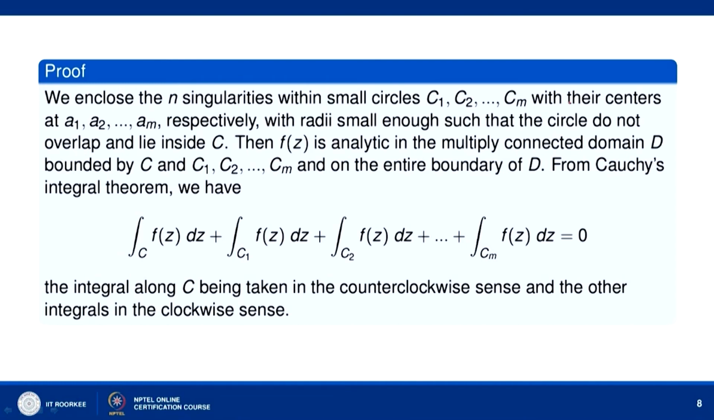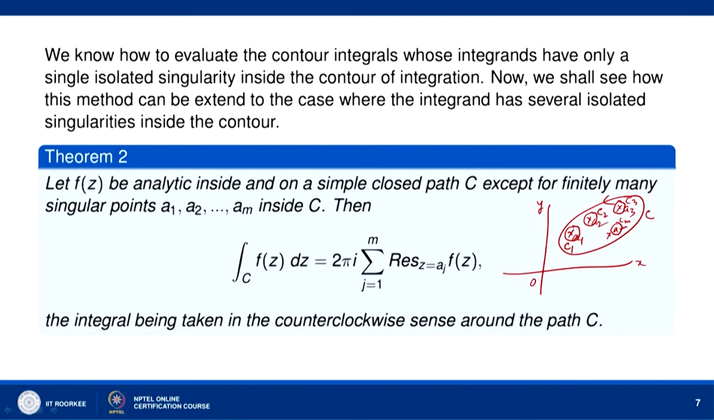Then F(z) is analytic in the multiply connected domain bounded by C and C1, C2, ..., Cm, and on the entire boundary of D. So we can see that F(z) is analytic everywhere inside this simple closed path C, this shaded region, as well as on C1, C2, Cm and the curve C. Now what we do, we join these paths by cross cuts.